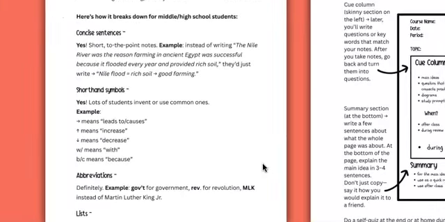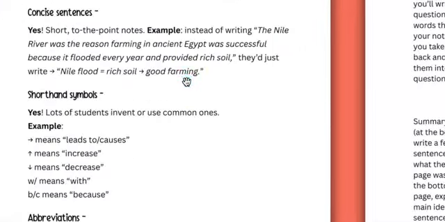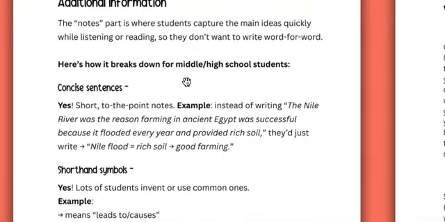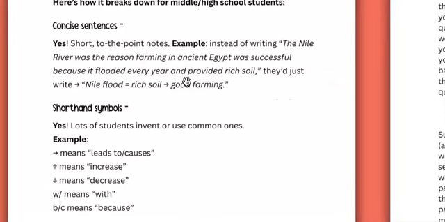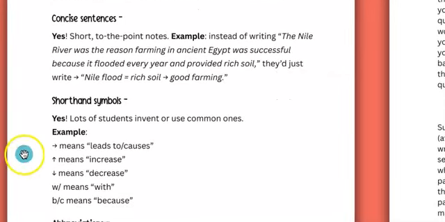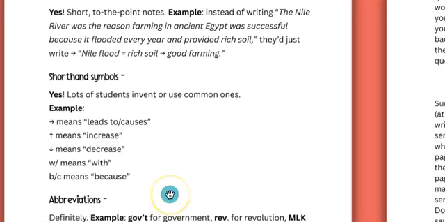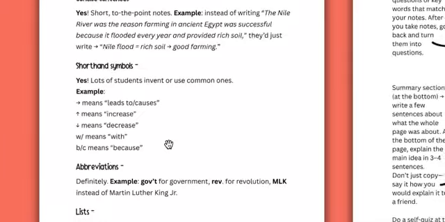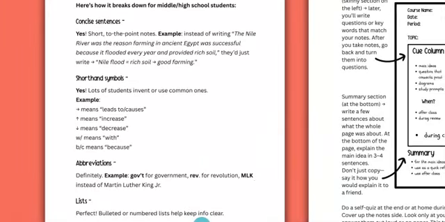So I also give you on this handout some shorthand symbols. You can hit pause and look at these in a little more detail, or you can just look at the handout. So, you could do an arrow to the right for leads to or causes, an arrow up for increase, down for decrease, W/ for with, BC for because, or like I said earlier, BCC, BCZ. So yeah, those are some ideas for you as well.